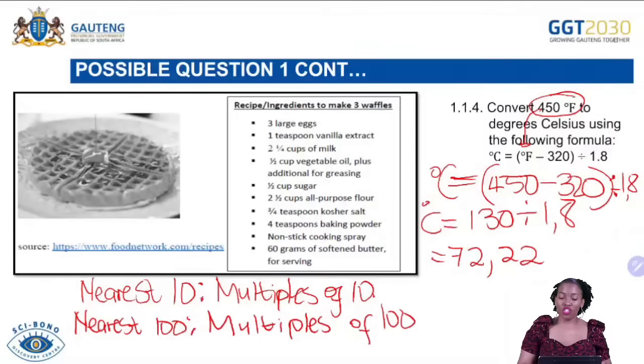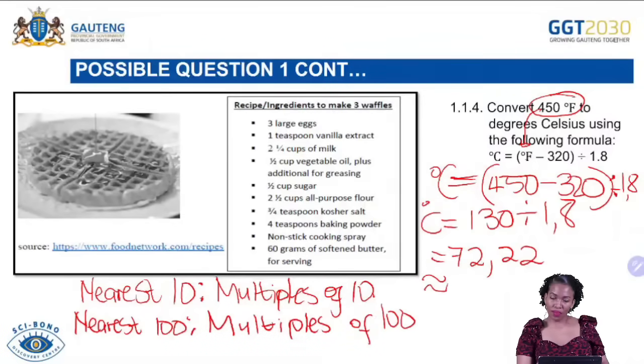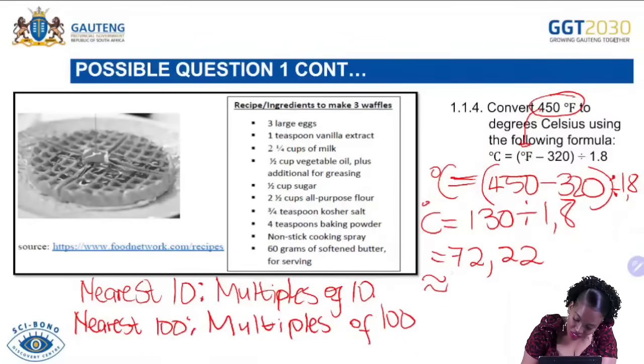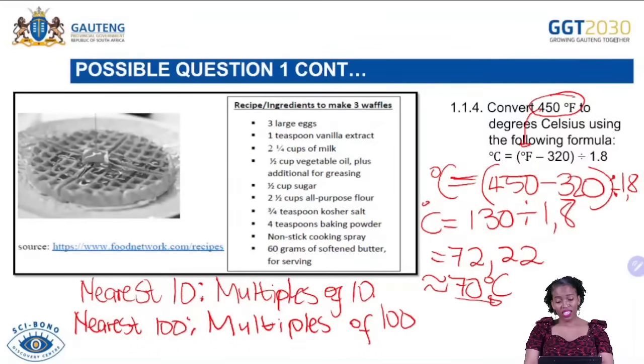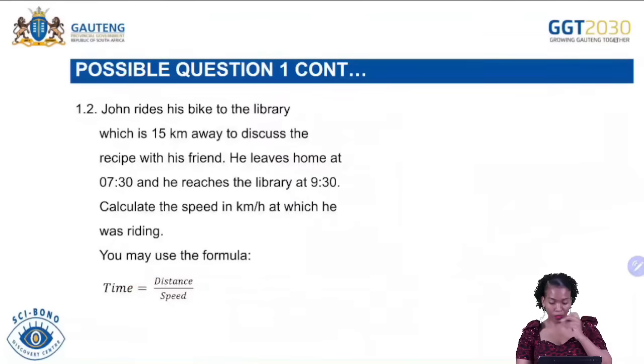So let's say the instruction was saying that we must give the answer to the nearest 10. When you give your answer to the nearest 10, you ask yourself, 72, is it nearer to 70 or to 80? It is actually nearer to 70. Then we can say the answer is 70 degrees Celsius. So go and revise this, and note that sometimes they can give you the degrees Celsius formula as it is, but they want you to calculate the degrees Fahrenheit. So you must know how to manipulate the formula and make one item the subject of the formula.